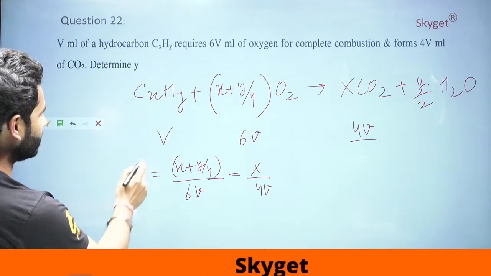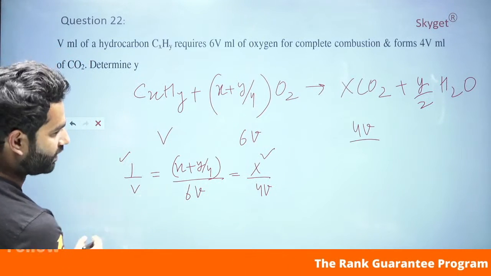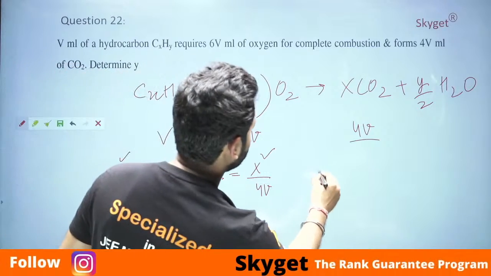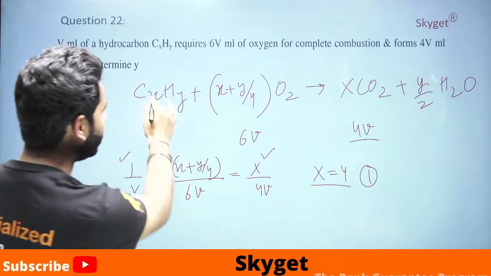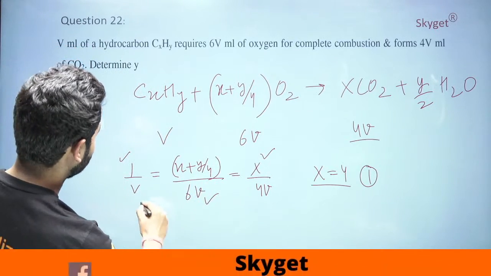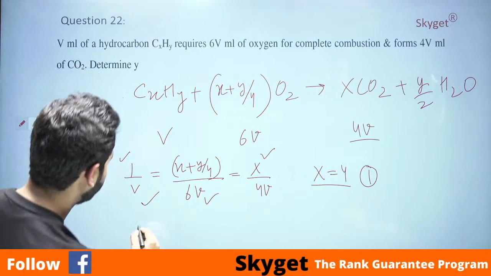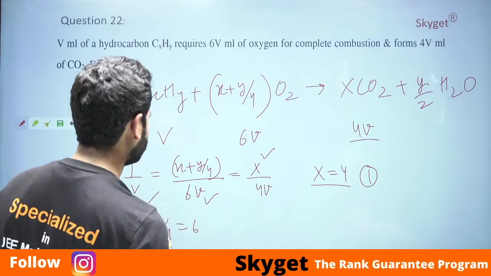Now compare these two, this one and this one. V cancels with V, and we get X is equal to 4. Now we need to find Y. Simply, the way we did it, we will do in this case. We cancel V with V, and what we get is that X plus Y by 4 is equal to 6. Got it?